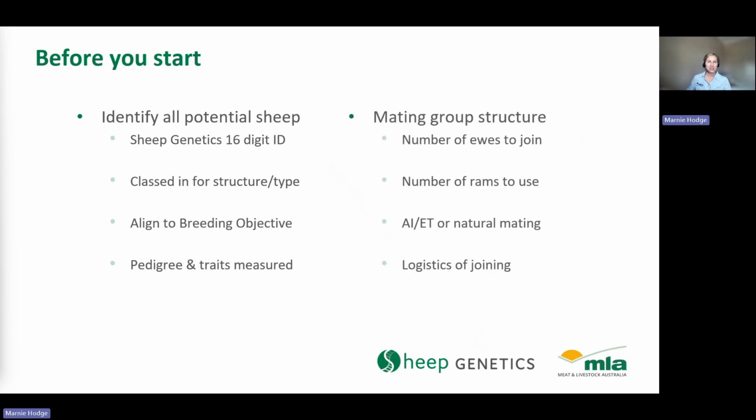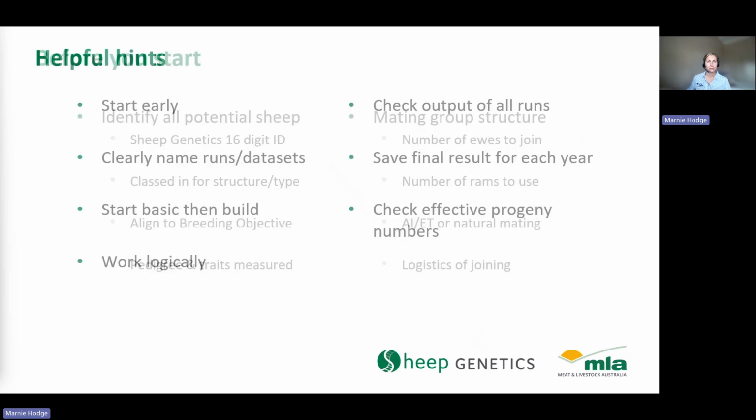You also need to think about the logistics of the matings that you might want to achieve. So think about obviously the number of ewes that you actually want to join, the number of rams you want to use, whether you're doing any kind of AI, ET programs, or if it's natural mating. And if you're using AI or ET, how many doses of semen per ram do you have available or access to? And then also thinking about the logistics. So have you got a few different joining groups? Are you joining younger ewes, older ewes? Are you joining across multiple different paddocks? Because that's obviously very important when we're thinking about the inputs that we're going to set for the MateCell run.